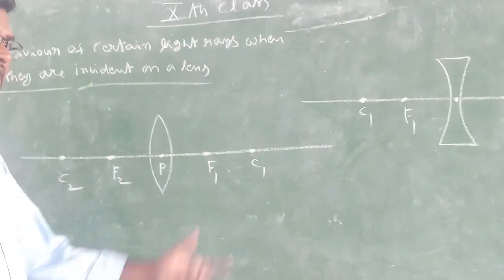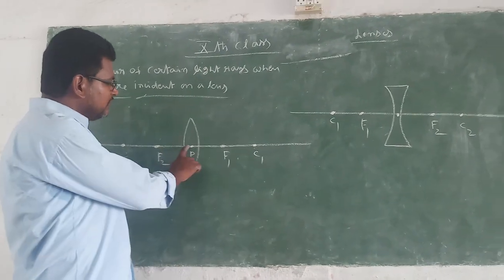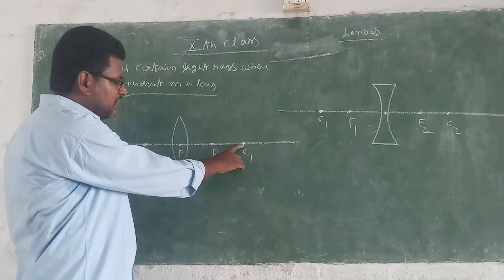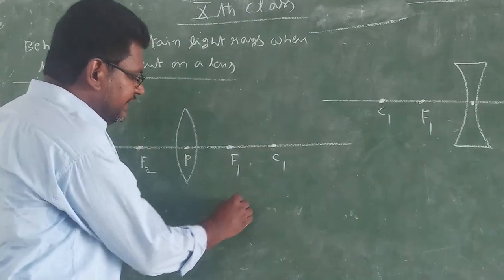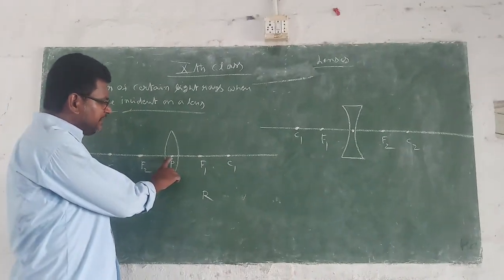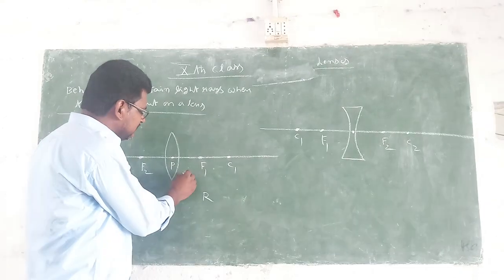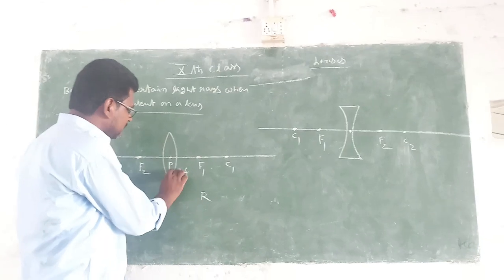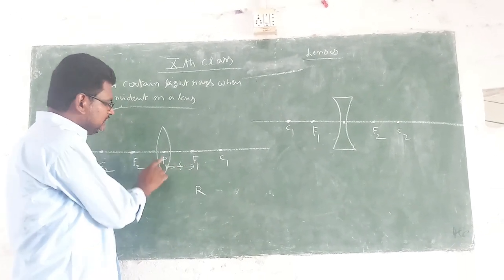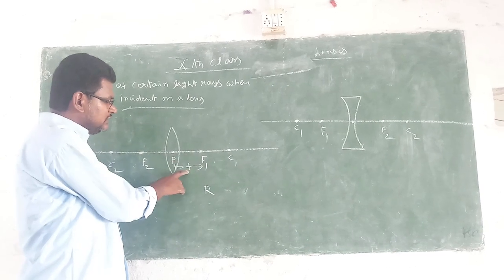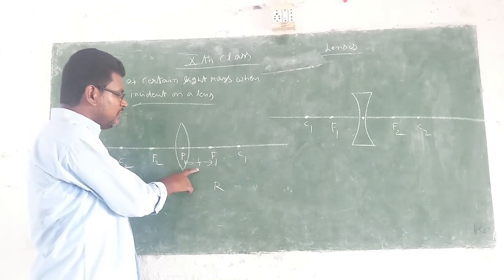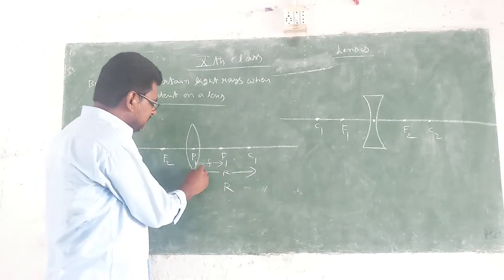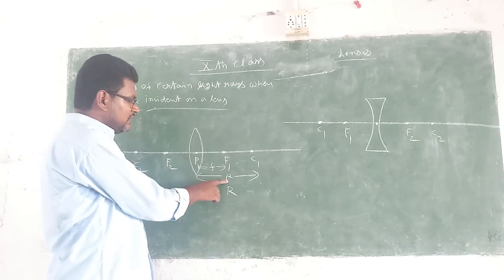And here, already I explained the distance from optic center to center of curvature. The distance from optic center to center of curvature is called the radius. And the distance from optic center to focus is called the focal length, and it is represented with a small f. Okay, the distance from optic center to focus is the focal length and it is represented with a small f. And the distance from optic center to center of curvature is the radius, capital R.